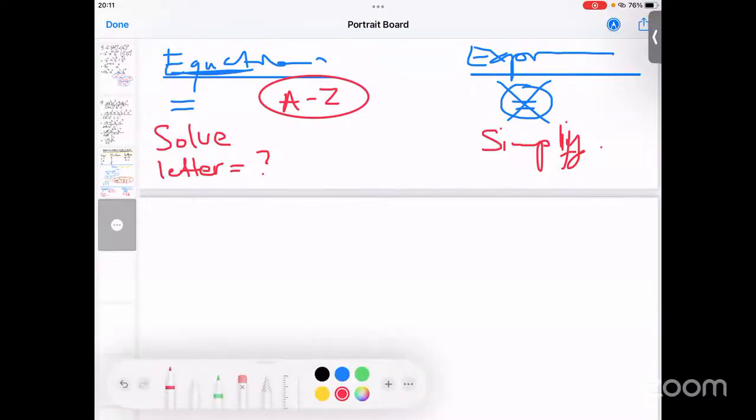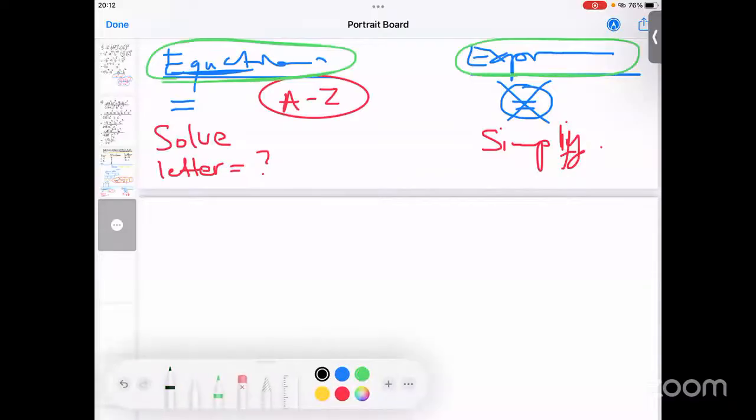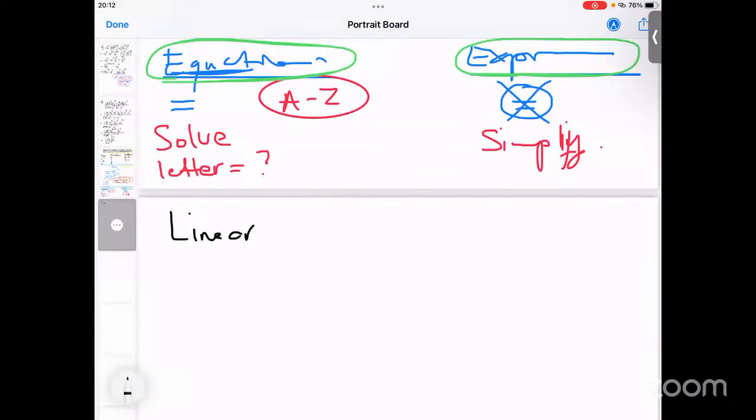So between these two, it is this one that is a bit easier to work with. But equations are a bit tricky in the sense that we've got different types of equations. Let me name two for now. We've got what we call a linear equation, and then we also have what we call a quadratic equation. How do you know that you've got a linear equation? Definitely there must be an equal sign because it's an equation. So there must be an equal sign.